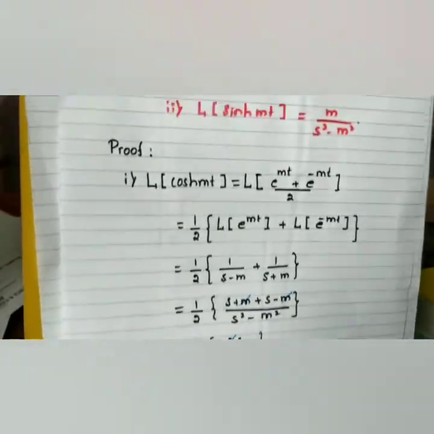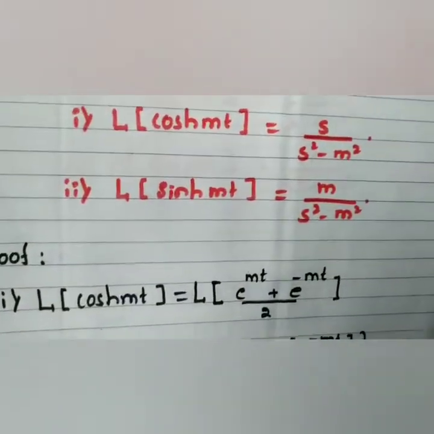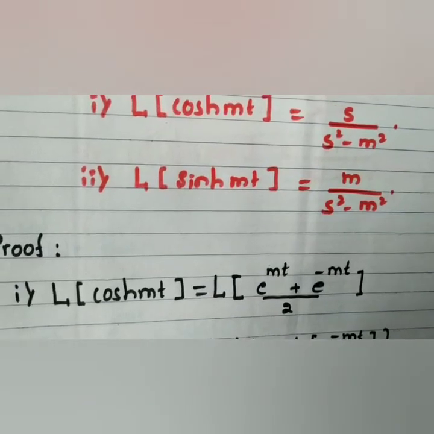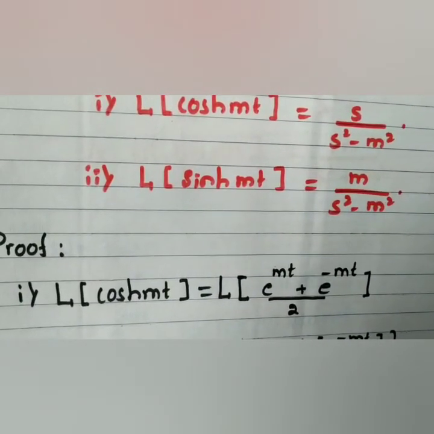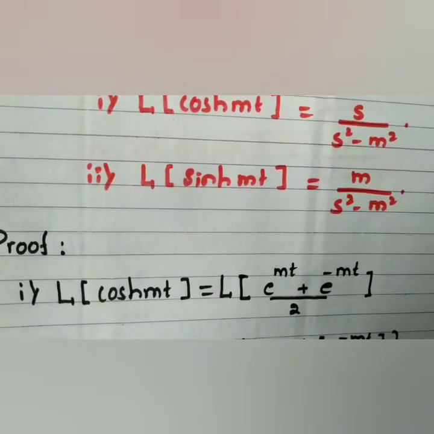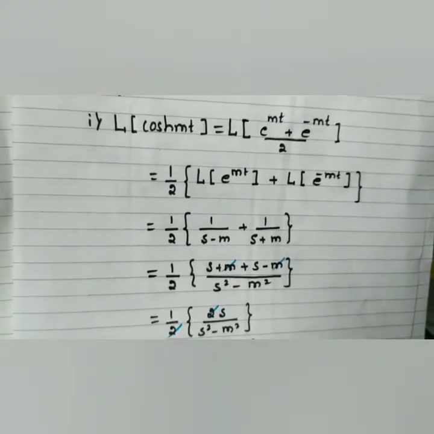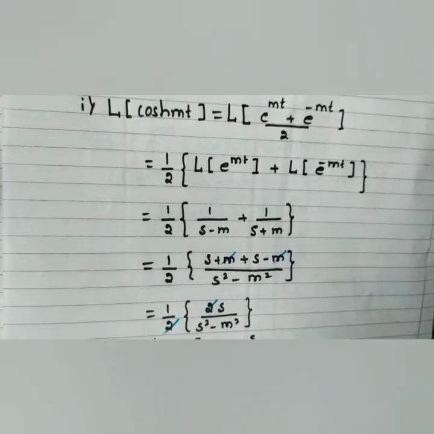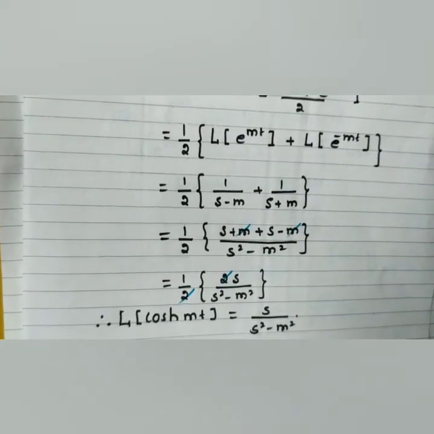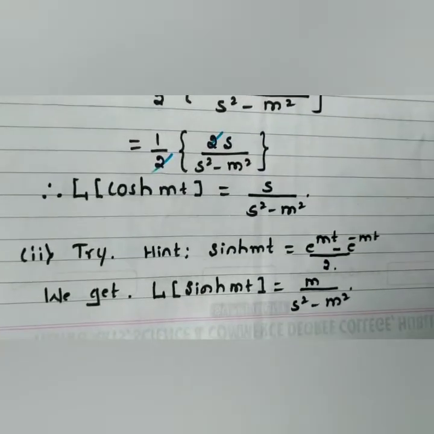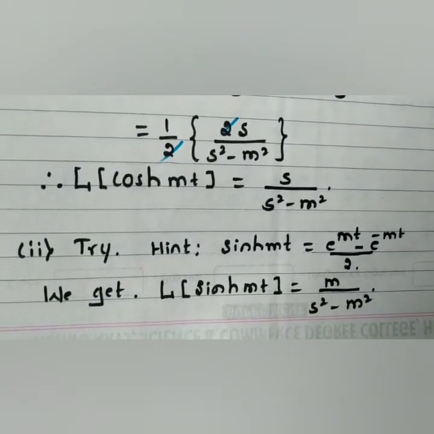Using this definition, wherever it is plus in the L of cos hyperbolic mt, replace it when you are working on sin hyperbolic mt; in between e raised to mt and e raised to minus mt is a minus. Immediately, instead of cancellation of m, s cancels. We are left with 2m in the numerator. Then the result will come as m by s square minus m square.